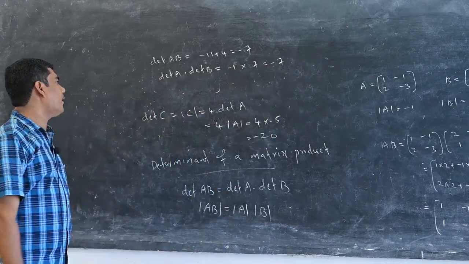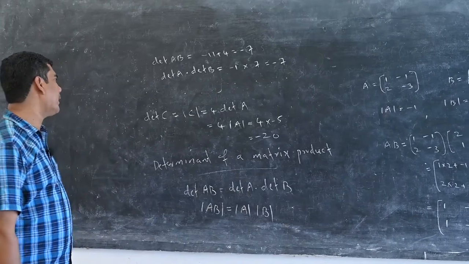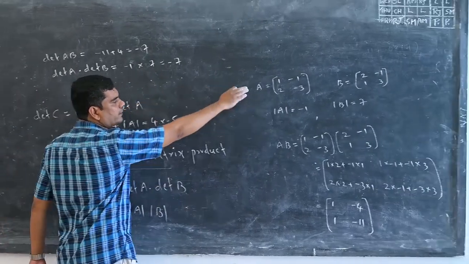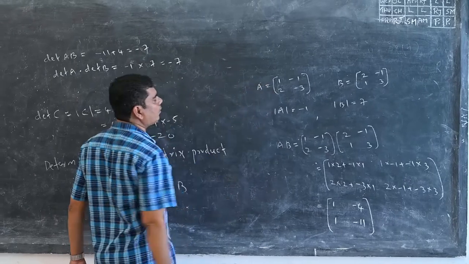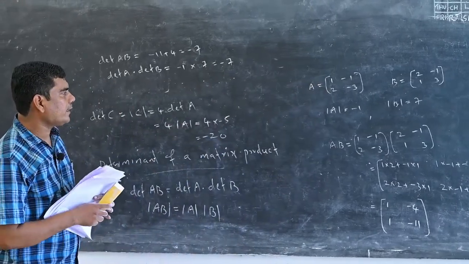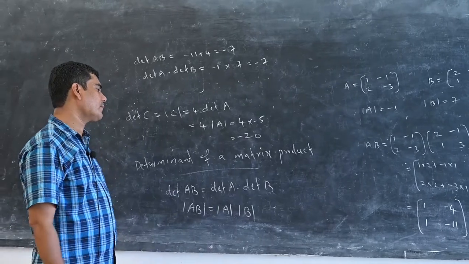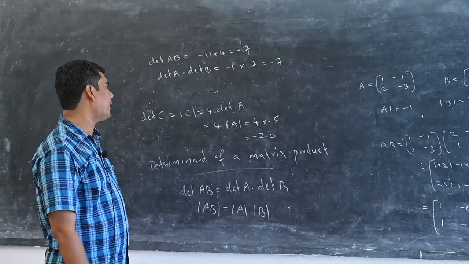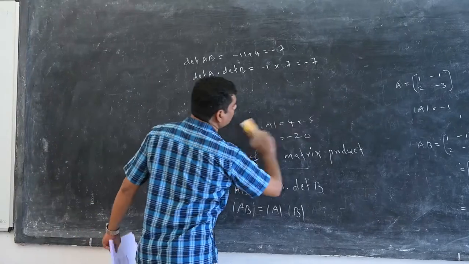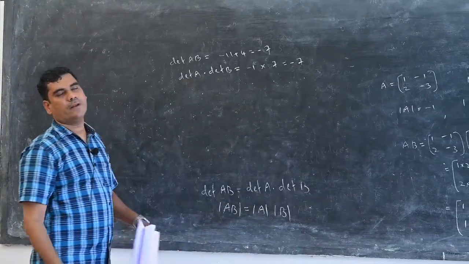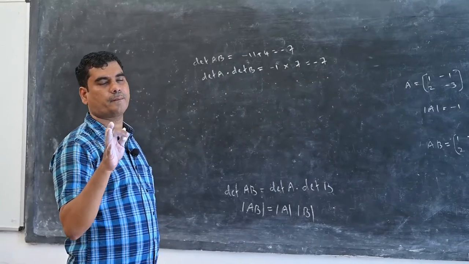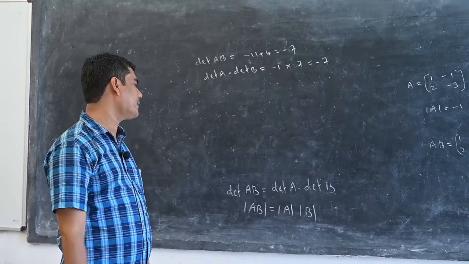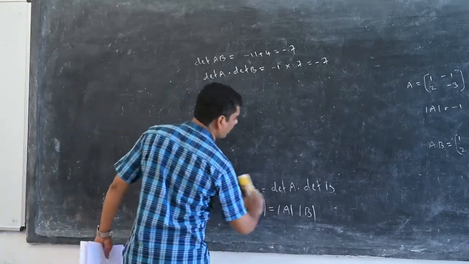So determinant of AB is the same as determinant A into determinant B, so we verified this property using this example. A is equal to [1, -1; 2, -3], B is equal to [2, -1; 1, 3]. Then AB is [1, -4; 1, -7]. Determinant AB is -7. Determinant A into determinant B is -7. So for any two square matrices of the same order, determinant AB is the same as determinant A into determinant B.